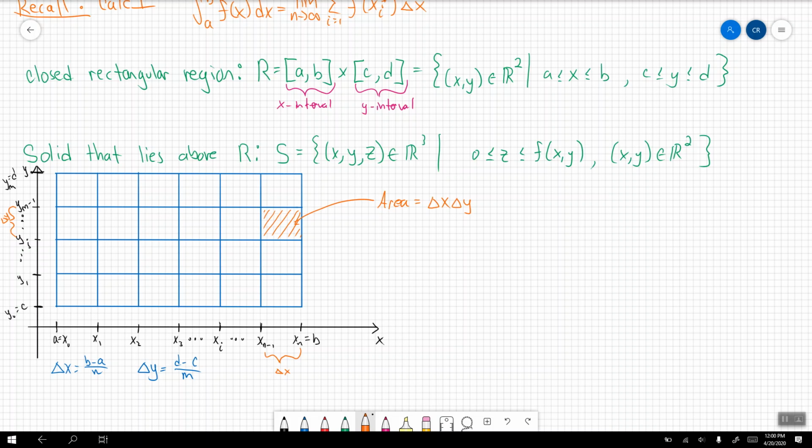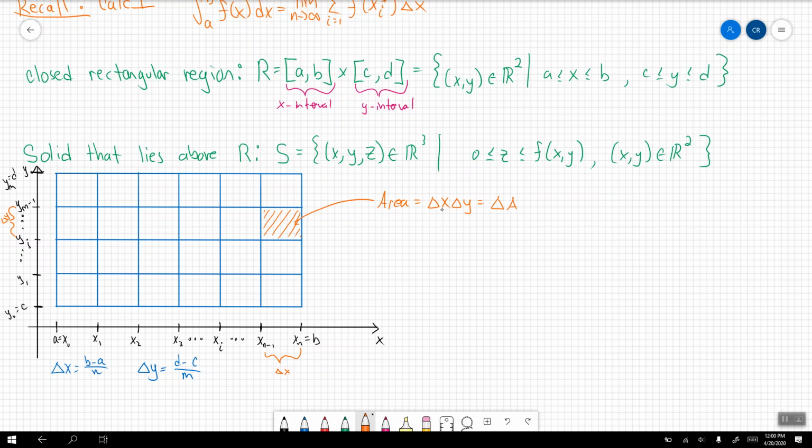All right. So that's something that we want to consider, that any time we take any area within this rectangular region, any area will always look like delta A.